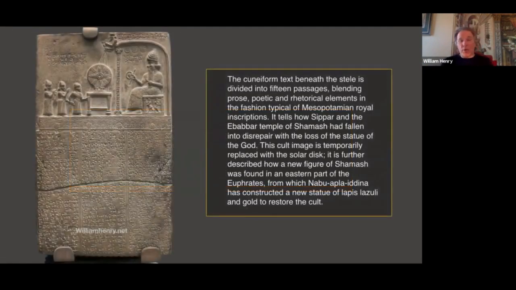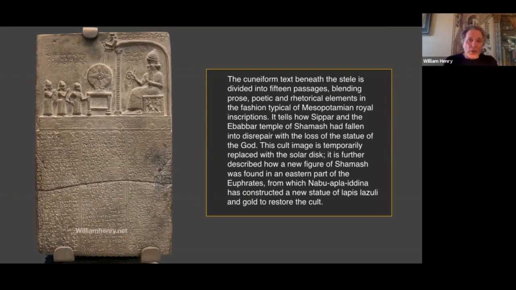In this example, also from the British Museum, the cuneiform text beneath the stele is divided into 15 passages, blending prose, poetic, and rhetorical elements, and tells of the fashioning of typical Mesopotamian inscriptions. It tells how Sippar and the Ebabbar temple of Shamash, the sun god, had fallen into disrepair with the loss of the statue of the god. They lost the statue of the god, and they had no connection then with the sun god.